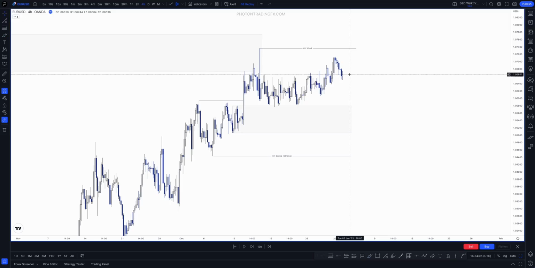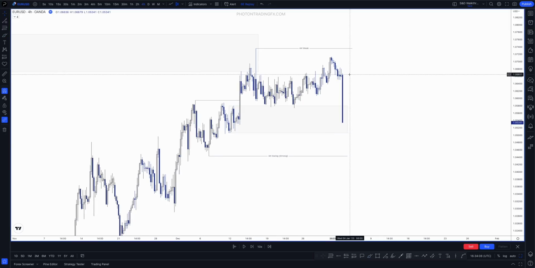So let's just play this forward a little bit. Okay, and now we've had a strong movement down, okay? So that's not overly surprising because remember on the daily chart, there was no inducement in the leg.